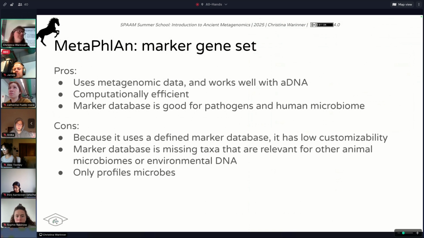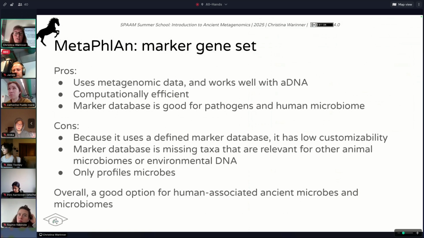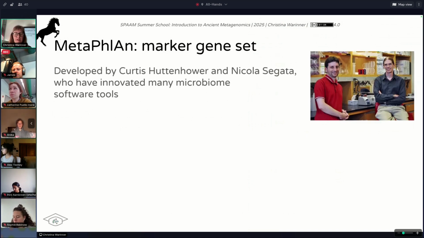Also, it only profiles microbes. So if you want to also look at the plants or the animals that may be in, say, paleofeces, you're not going to be able to do that using MetaPhlAn. But overall, it's a good option for human-associated ancient microbes and microbiomes.